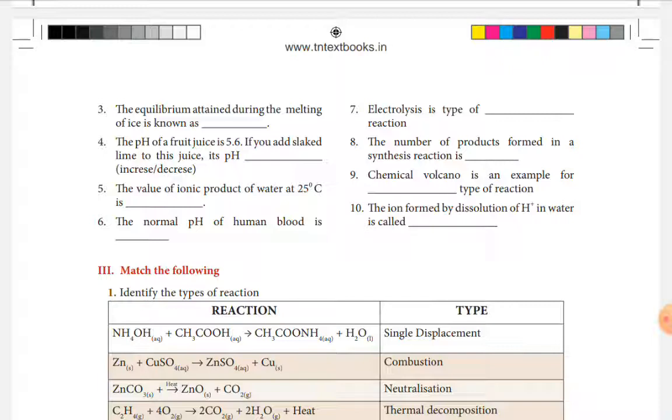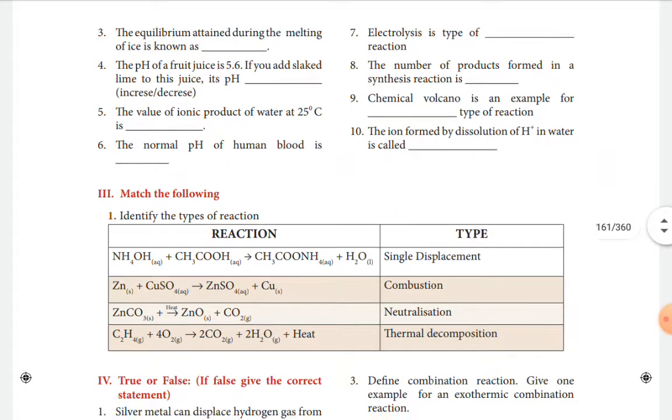Then the pH of fruit juice is 5.6. If we add slaked lime to this, the pH increases. Slaked lime is going to increase the pH value. Then the value of the ionic product of water at 25 degrees is 1 into 10 power minus 14. Then the normal pH of human blood is 7.4.